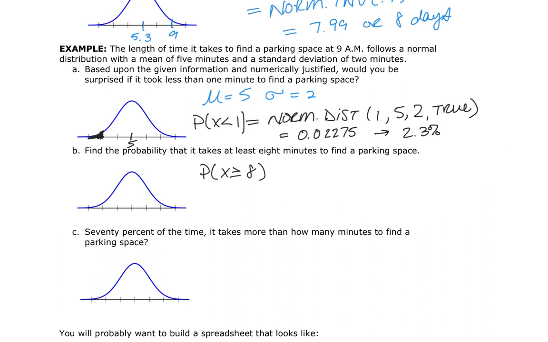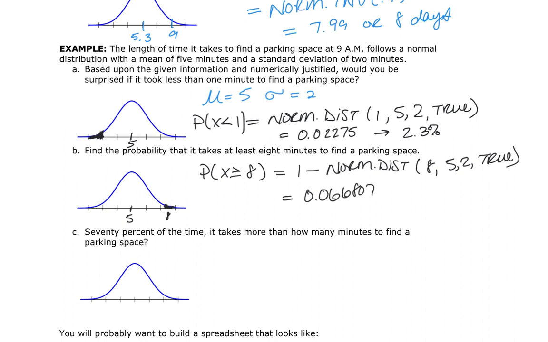And what comes out of my spreadsheet is 0.066801. So the probability of it taking at least 8 minutes, or 8 minutes or more, is 0.06687. That tells us that we have about a 7% chance of it taking at least 8 minutes or more to find my parking spot.